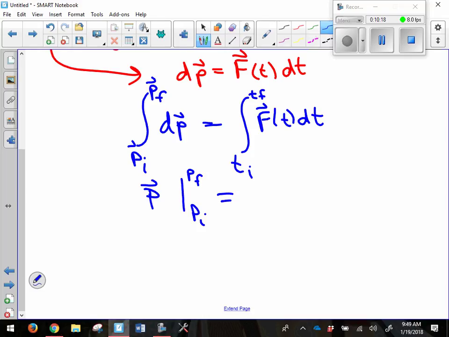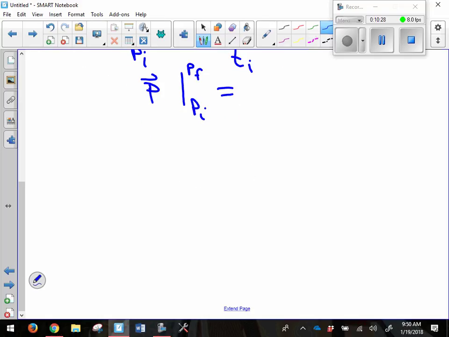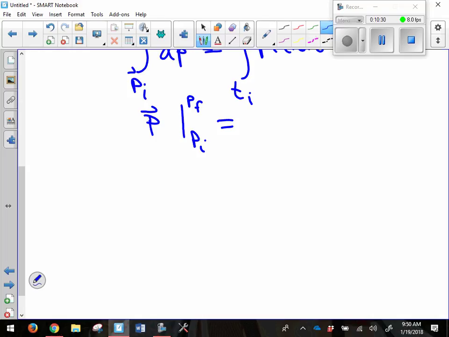I'm going to leave the other side the way it is because I really don't know what f of t is. And then I'm going to substitute my limits in here. Those should have vectors on them. So I get pf minus pi is my integral from ti to tf of f of t dt.